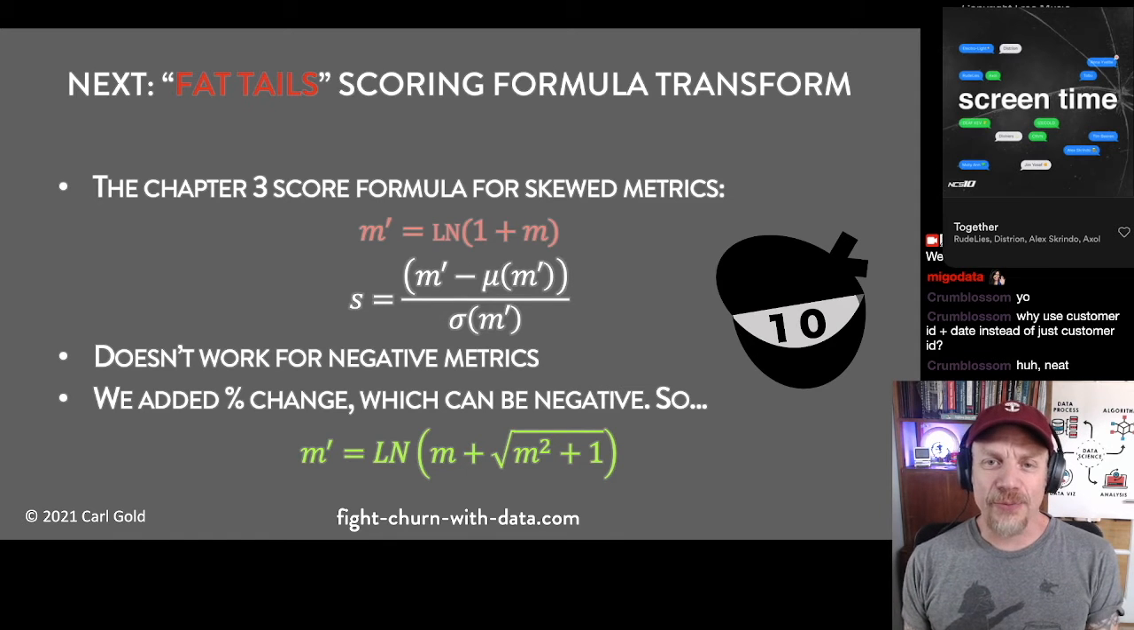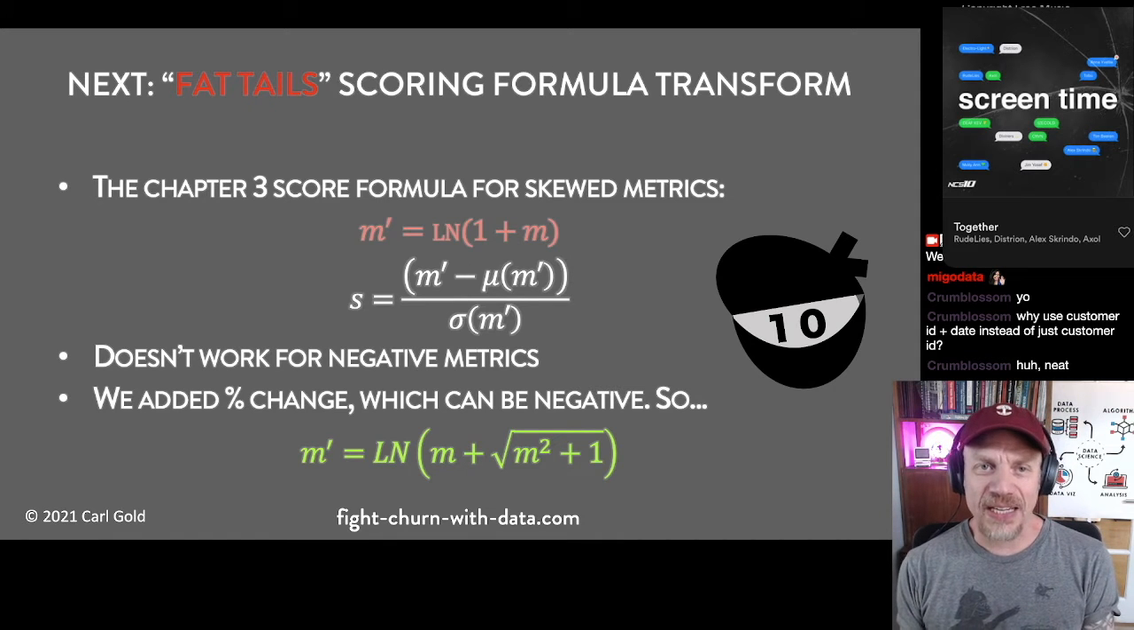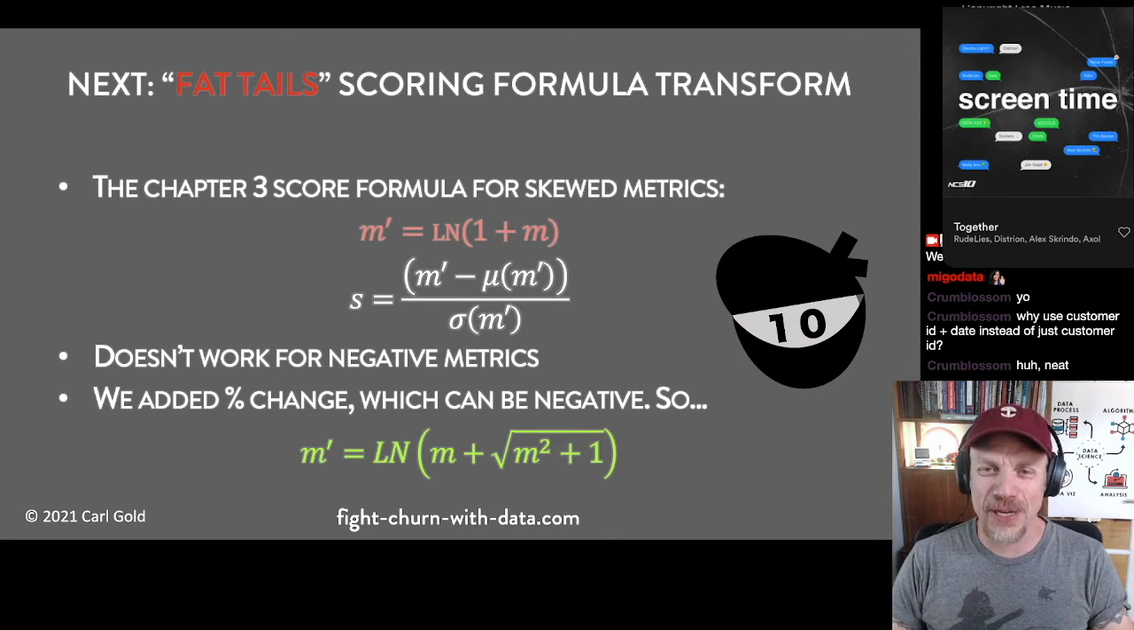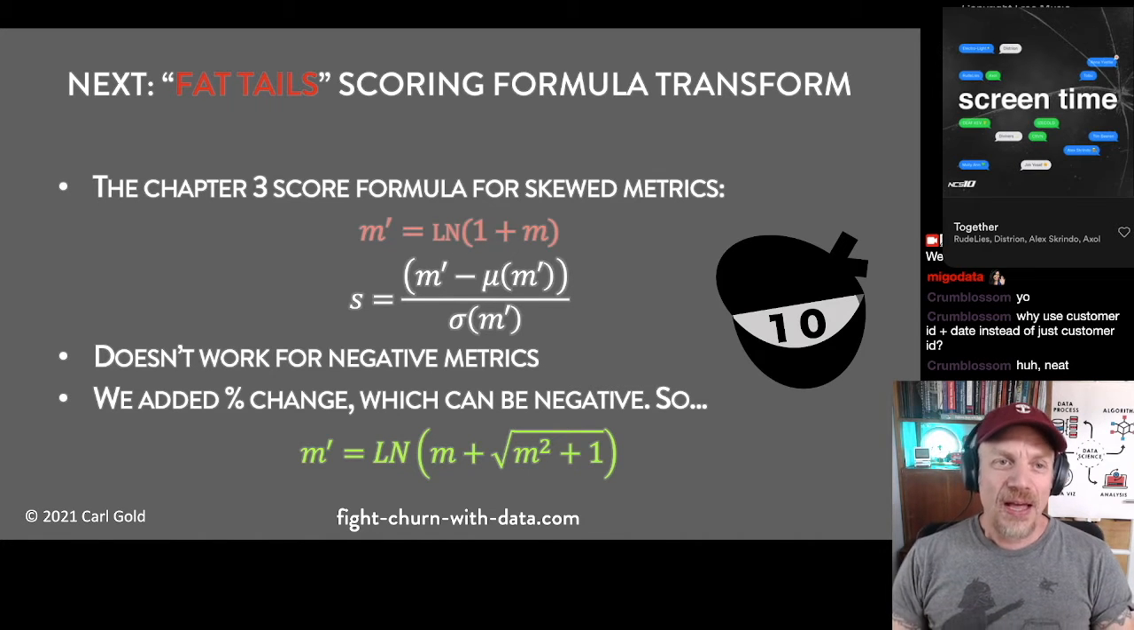Last week we talked about what I call fat tails scoring, and fat tails means distributions with extreme data. So I'm kind of switching to calling that extreme data scoring, and I'm going to use that term also. The original scoring formula I teach in the book is to take the logarithm of 1 plus the metric, and then you subtract the mean of the transformed metric and divide by the standard deviation. This is good, but it only works for metrics that are at least 0.